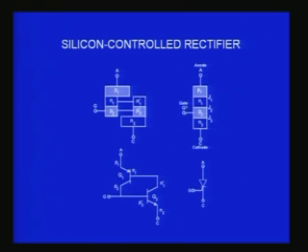I have shown an actual SCR here, the 4-layer device and the corresponding symbol. You can see there is only one diode here, a gate, anode and cathode, and the gate is very close to the cathode, that is what you should remember.